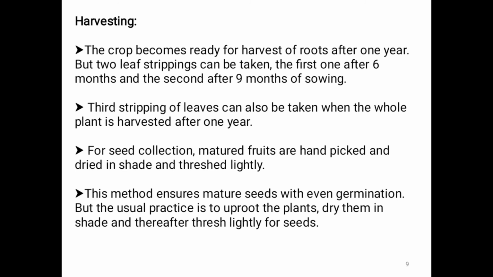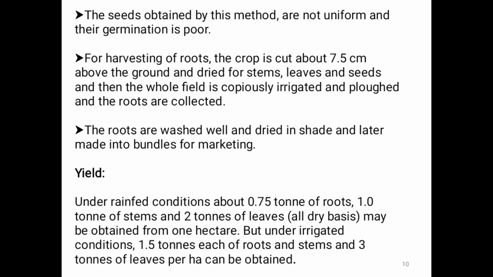For seed collection, mature fruits are hand picked, dried in shade and threshed lightly. This method ensures mature seeds with even germination, but the usual practice is to uproot the plants, dry them in shade, and thereafter thresh lightly for seed. The seeds obtained by this method are not uniform and their germination is poor.